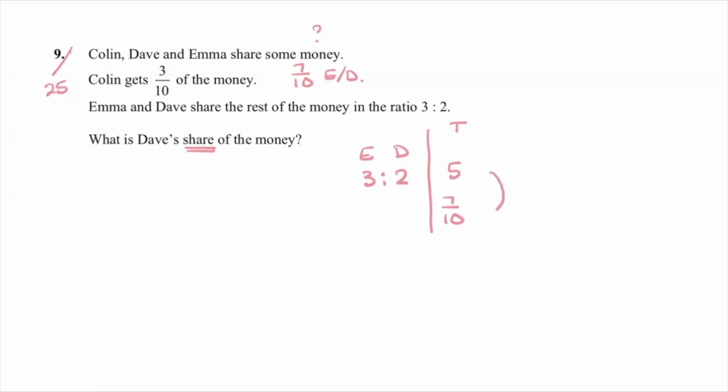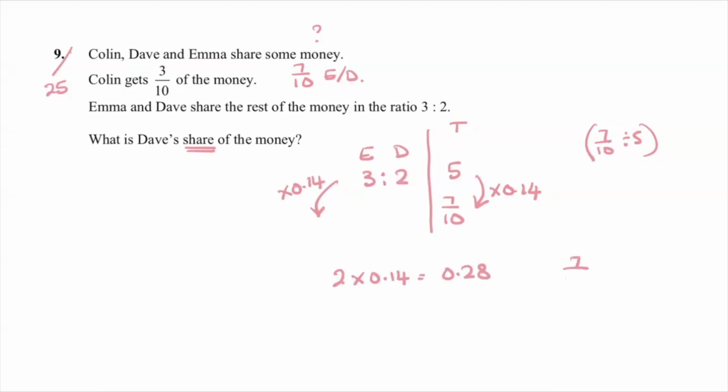So I need to know what goes here to create the 7/10. And the way I'm going to do that is look at what multiplies. So 5 times something will give me 7/10. To work that out, I would do 7/10 divided by the 5 in my calculator. And the calculator tells me to times by 0.14. So I'm going to do the same on the other side. If I look at the question, I do really only need to work out Dave's share. So that would be 2 times 0.14, which is 0.28. You could write it as a fraction. So they will get 0.28 or 7/25 of the money.